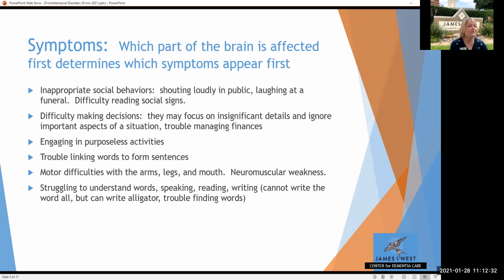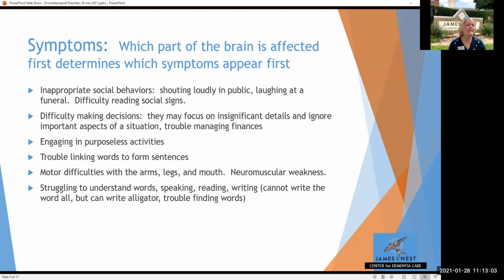Here's some of the number one thing we see very often: inappropriate social behaviors. So laughing out loud at a funeral, having a really difficult time reading social signs. I had someone one time come to my door. I was talking on the phone and I just put my finger up, you know how we go like, give me just a minute. And they came and stood right as close as they could get to me without touching me. So that's not knowing how to read a social sign, those type things. Saying inappropriate things in public places.